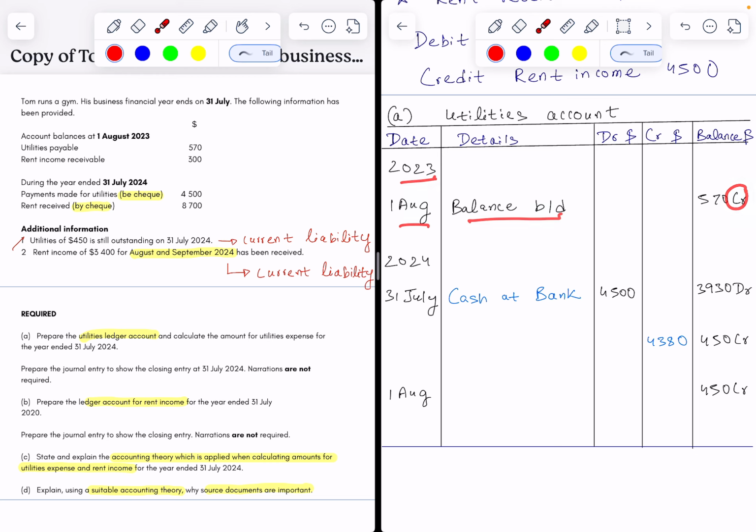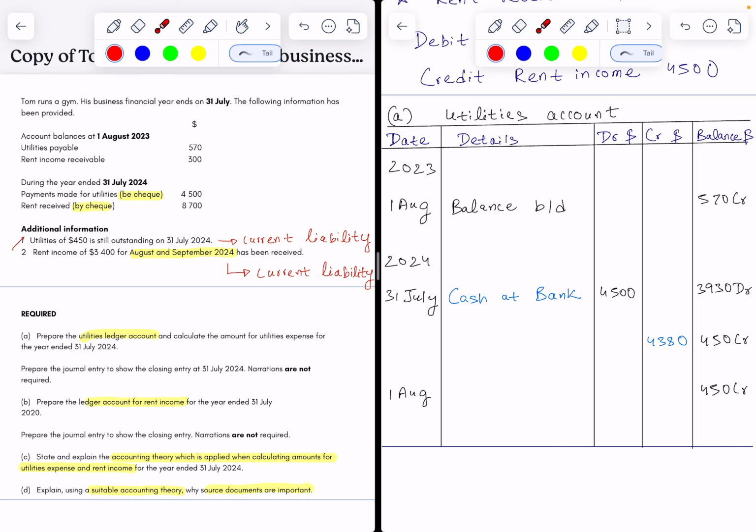Okay. Next, for the year ended 31 July 2024, we know that we have made some payment for utilities, right? And that amount is $4,500. If you remember the journal entry which we have done earlier, what did we do? We debit the utilities expense account by $4,500 and we credited the cash at bank account by $4,500, because our assets are going down in value when we are making the payment for utilities.